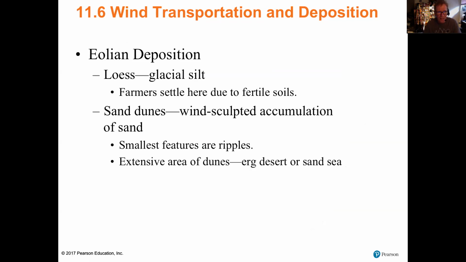Now, there's different types of deposition. One of the most famous ones is what's called loess, which is this glacial silt. During the Ice Age, the glaciers would grind the rocks up into these very, very fine particles. Wind would lift it up and move it around, and it would settle down. It's incredibly fertile soil, and you'll see these accumulations of loess in different parts of the world, especially in China. Then we have sand dunes, which are these wind-sculpted accumulations of sand.